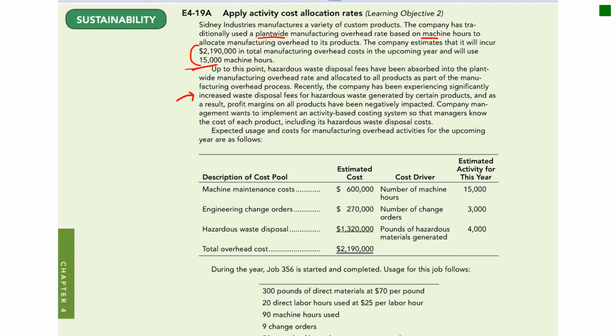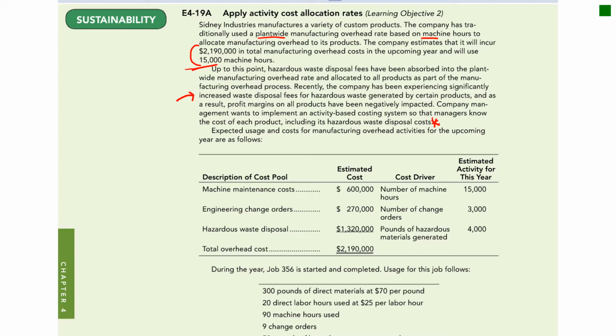Obviously this has an impact on profits. It says the company's management wants to implement an activity-based costing system so that managers can know the cost of each product, including these hazardous waste disposal costs. Expected usage and costs for manufacturing overhead activities for the upcoming year are as follows.